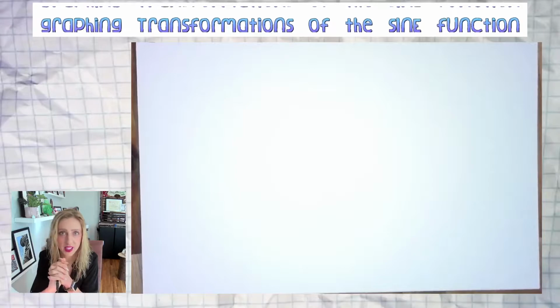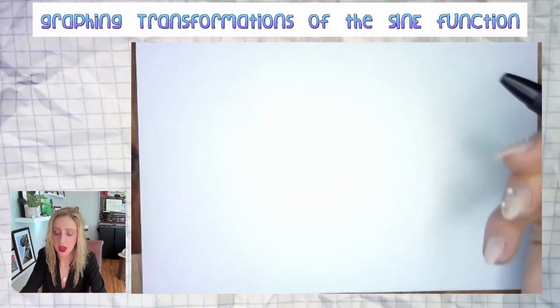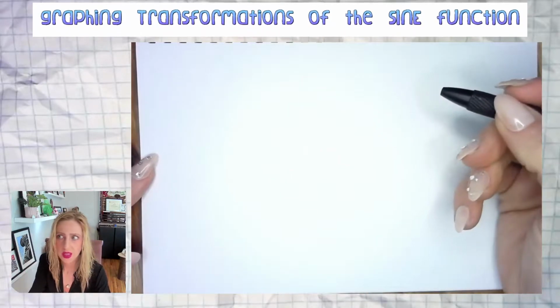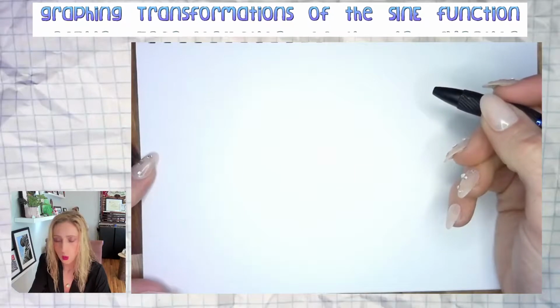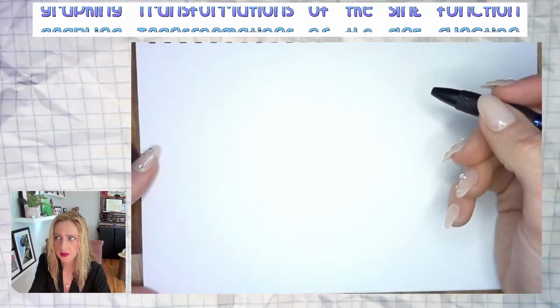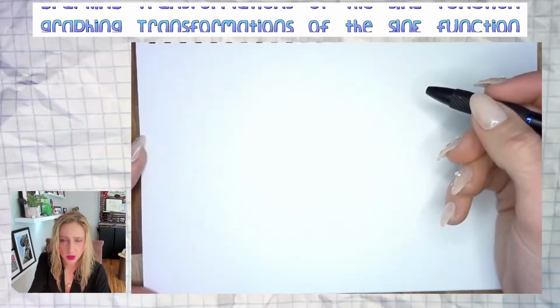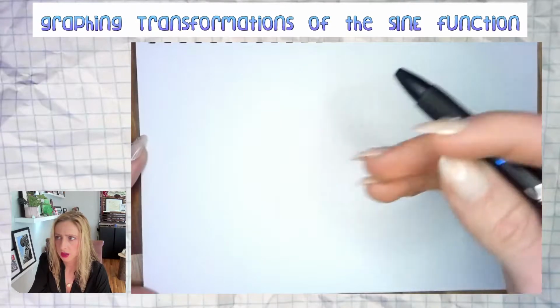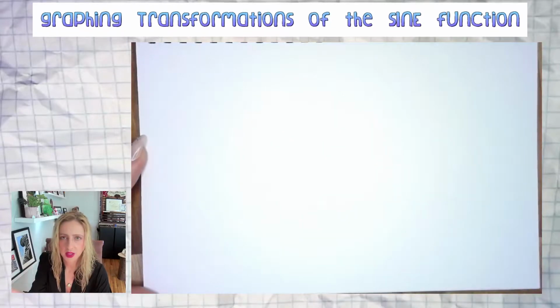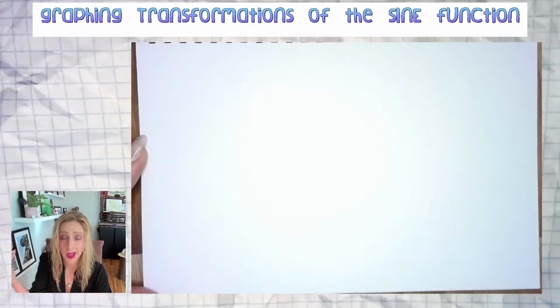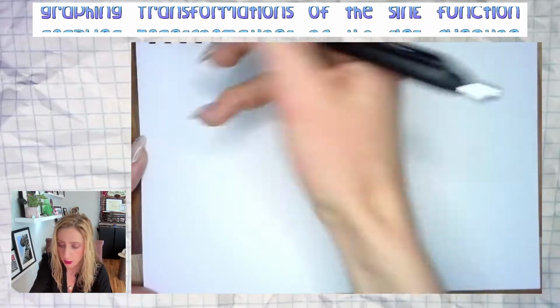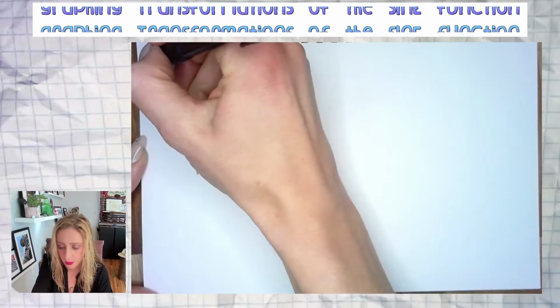So let's get started. First and foremost, we need to know the parent function and what its graph looks like, and really how to come up with that graph if in the future, a year from now, 2 years from now, you are doing an example that involves the sine function and you just forgot what it looked like. So how would you do that?